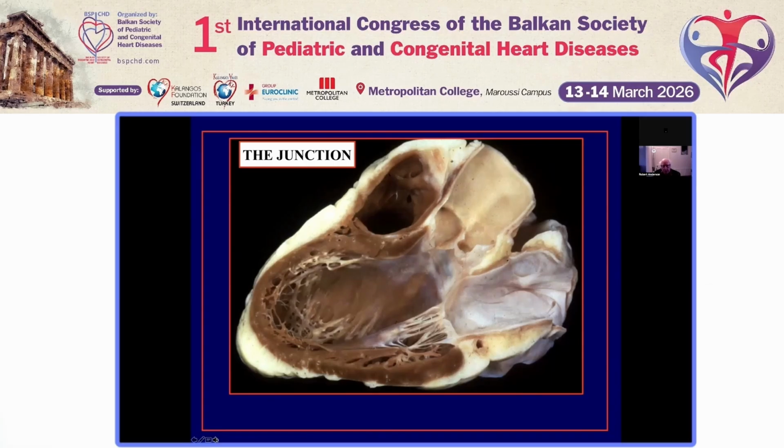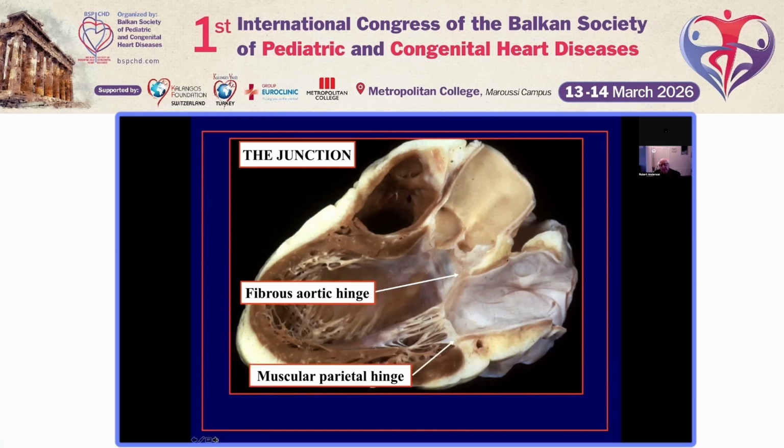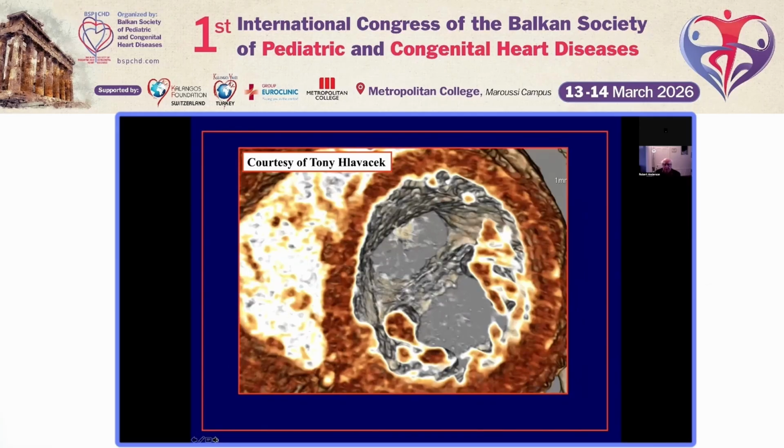And let's start off with the junction. Well, significantly, the junction has two parts. The superior part, adjacent to the aortic root, is fibrous. It is the inferior part that is myocardial, and that is why it is better now to consider it as a junction. But let's look at that in a little more detail.